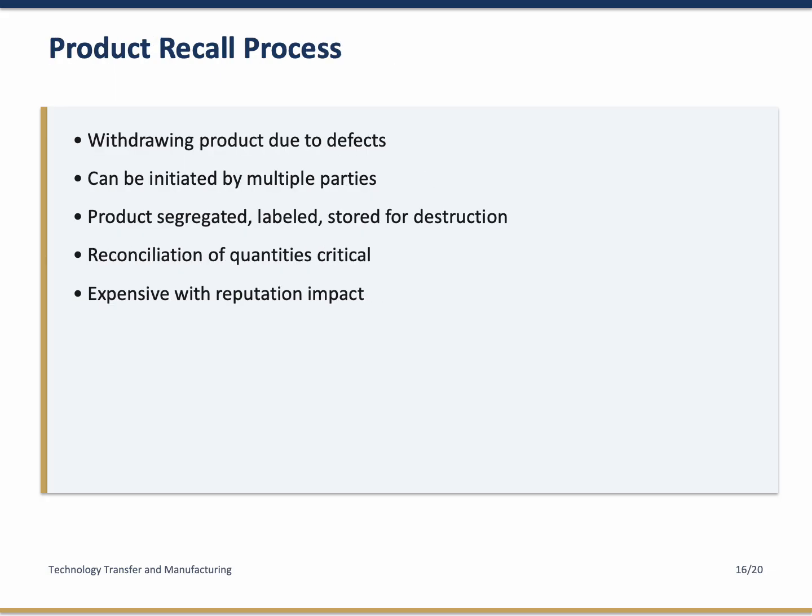Product recall is a process for withdrawing or removing a product from the distribution chain because of a defect, serious adverse event complaints, or counterfeiting concerns. Recalls can be initiated by the manufacturer, wholesaler, importer, distributor, or regulatory authority. Product is gathered from the supply chain, segregated from other product, clearly labeled, and stored for eventual destruction.